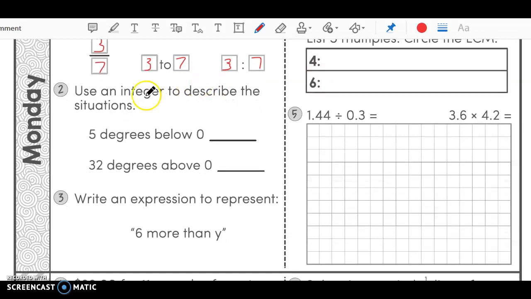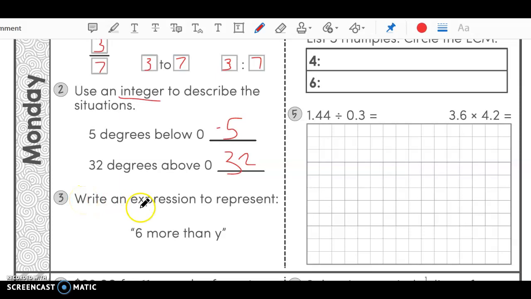If we look at number 2, use an integer to describe the situations. An integer is just another name for a number. 5 degrees below 0 would be -5. Brr. Would not live anywhere where that is. 32 degrees above 0, well, that would just be a positive 32.